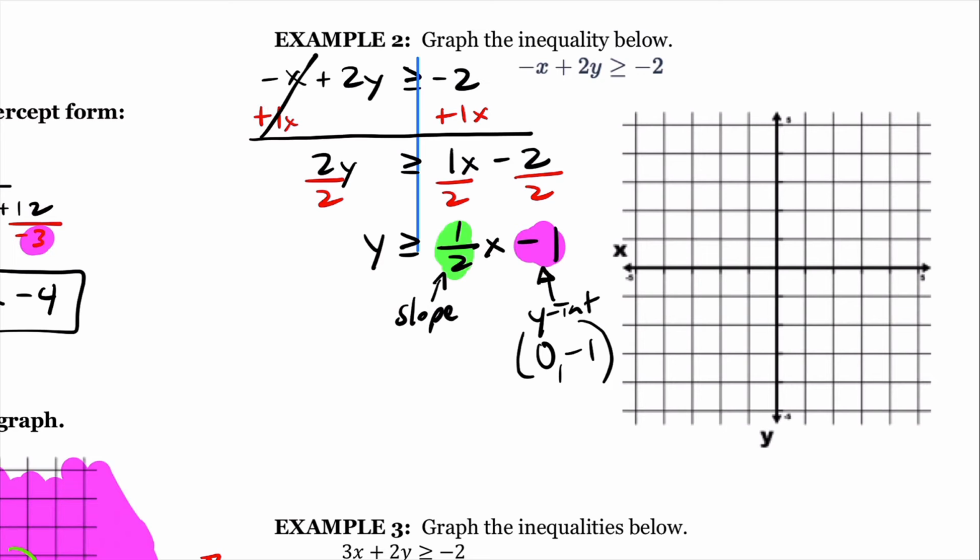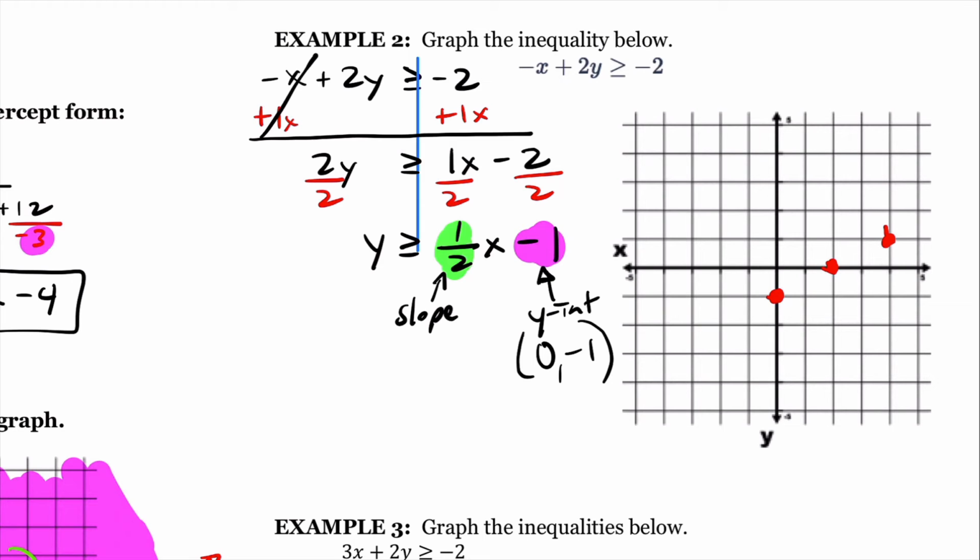Okay, step 1 done. Step 2, I need to use these two guys to get to the next point. Okay, so let's make a dot. 0, -1, right there. Slope is 1 over 2. So I'm going to go up 1 over 2. Make another dot. Go up 1 over 2. Make another dot.